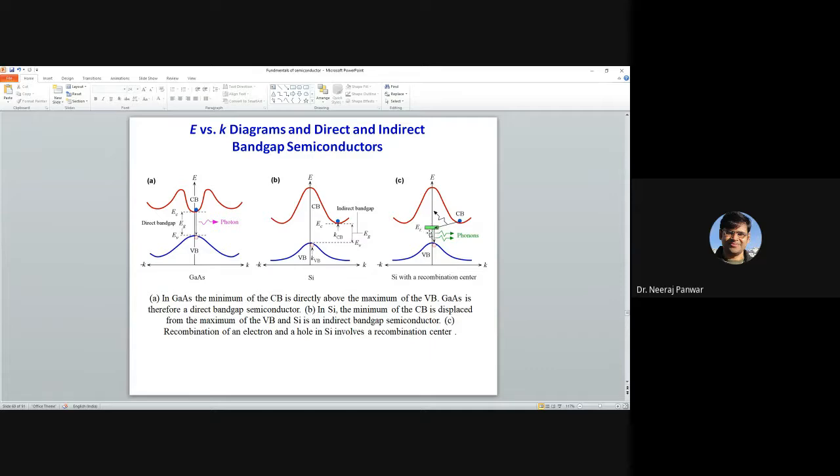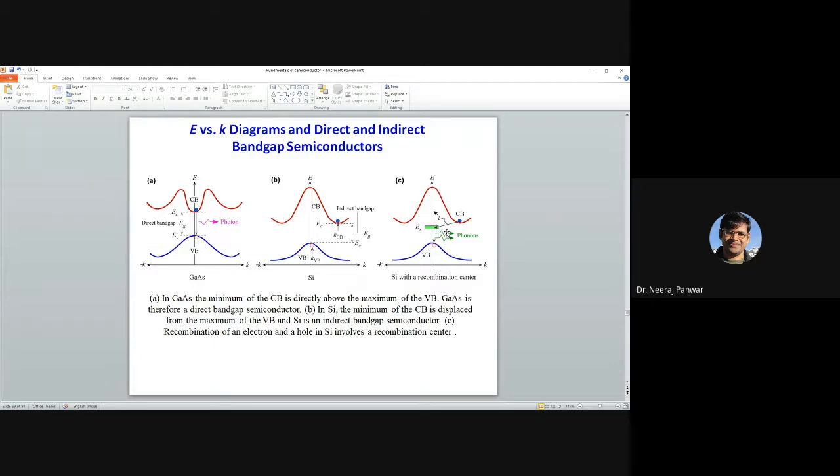If any impurity level is there inside the forbidden region or inside the band gap, first this electron will come from here to here with the generation of a phonon, and then this electron will jump from this impurity level to this hole, and again phonons will be emitted. And what are phonons? Phonons are lattice vibrations. So this difference of energy will be used to generate heat, not light.